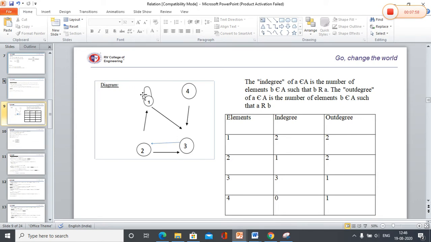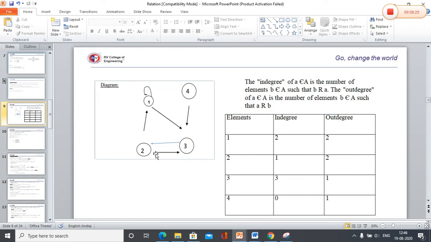So when I consider the degree of 1, since on 1 I have a self loop, this edge will be considered once while counting the in degree. How many incoming edges do I have on 1? This is 1 incoming edge, this is 1 outgoing edge. And this self loop, once I consider for counting in degree, once I consider for counting out degree. So for 1, in degree is 2, out degree is 2.